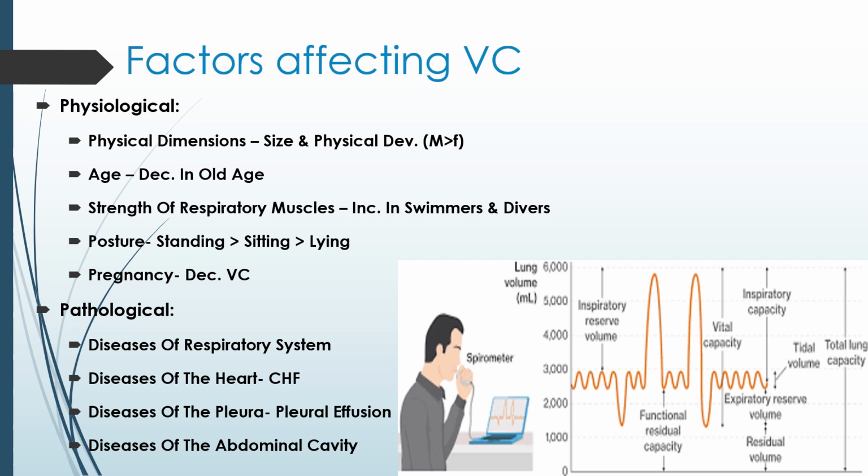Pathological factors affecting the vital capacity: diseases of the respiratory system, either obstructive or restrictive. Diseases of the heart, congestive heart failure, and pleural effusion and ascites. All these things affect the vital capacity.